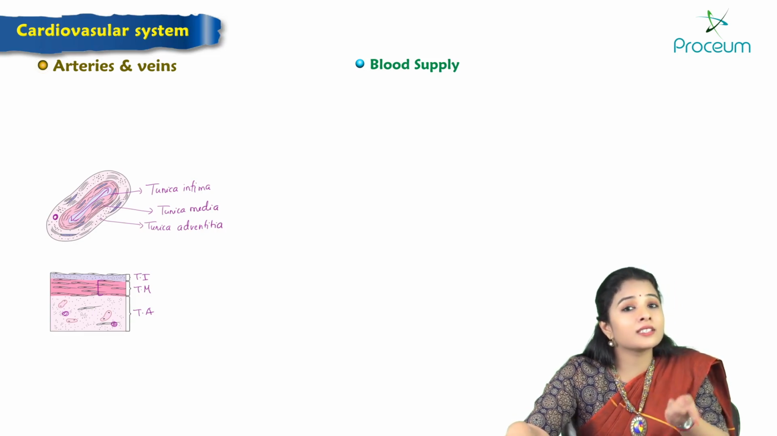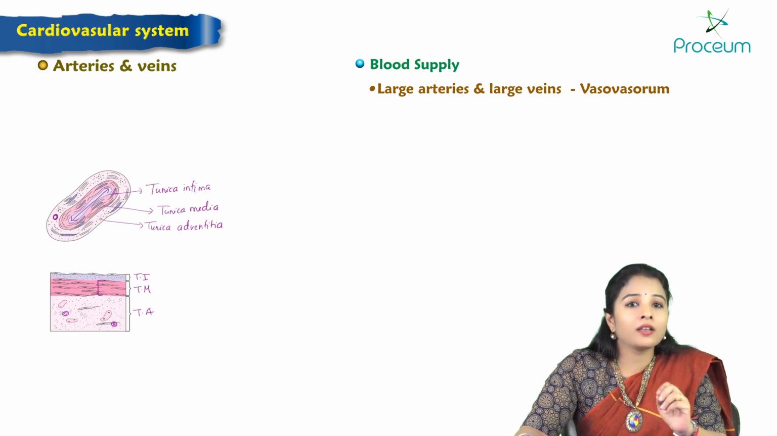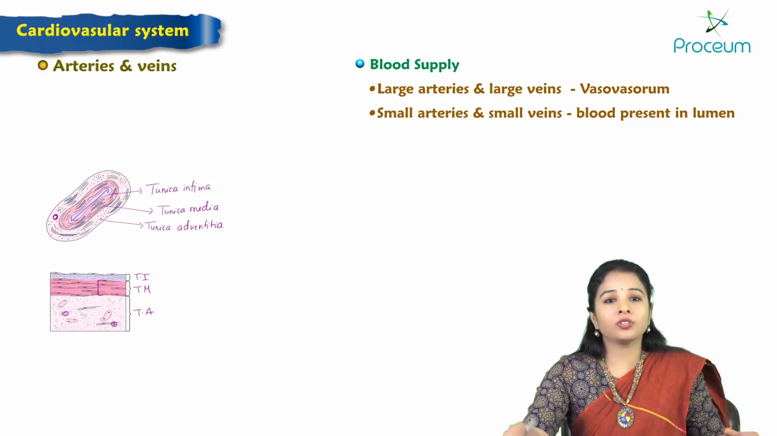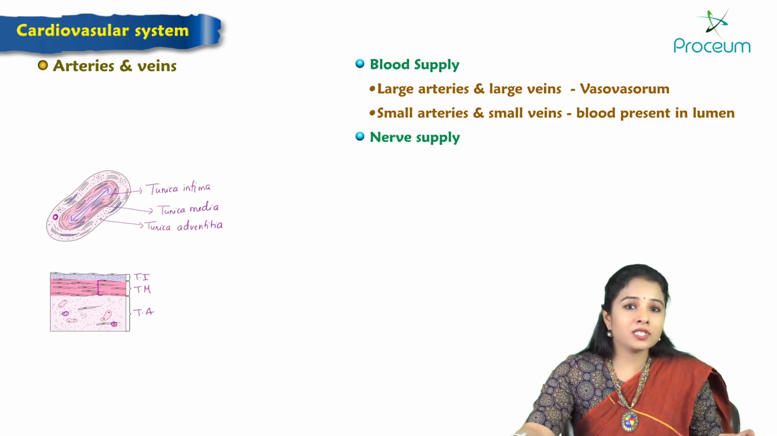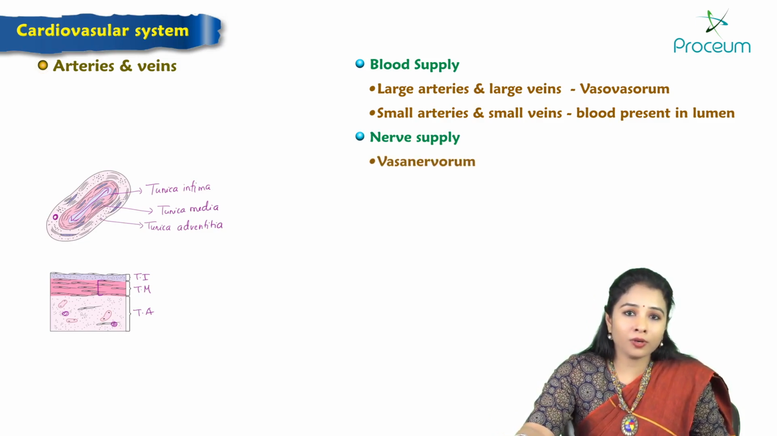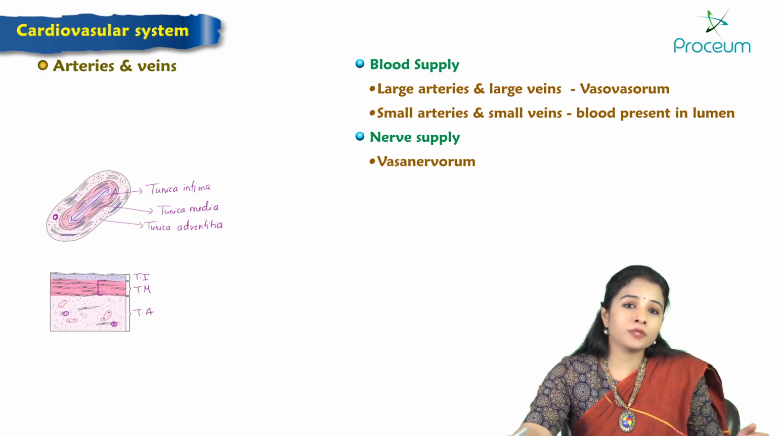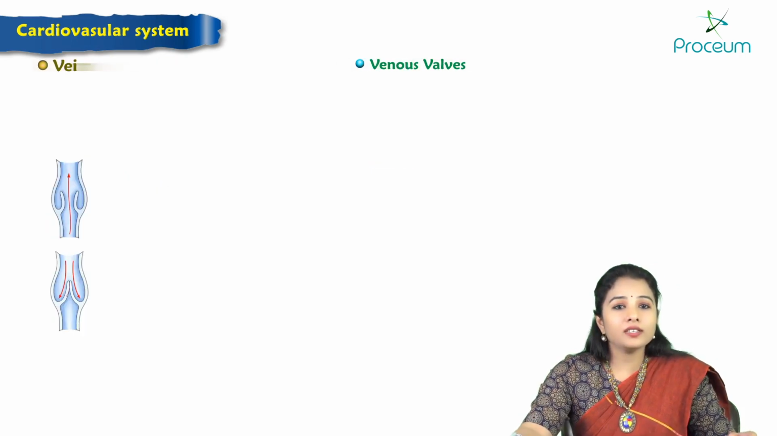So the blood vessel supplying a blood vessel is called vasa vasorum. So the term is called vasa vasorum. That is about the larger arteries, and larger veins also. Whereas the smaller arteries and veins get nutrition from the blood present in the lumen itself. So they don't need any extra blood supply. And nerves supplying these blood vessels are called vasa nervorum. We see the blood vessels undergo vasoconstriction and vasodilatation, which is because of sympathetic and parasympathetic supply, which is called vasa nervorum.